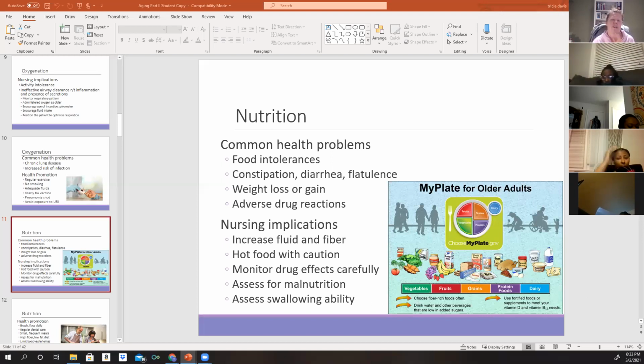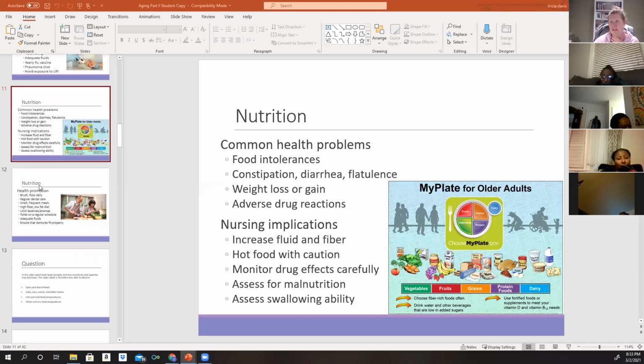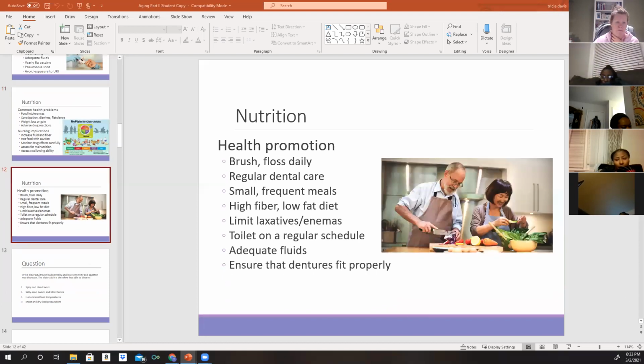They also lose their sense of taste and smell. They don't lose it completely, it's decreased. The sweet and the salty tastes are the ones that diminish first. And then sensitivities to odors may also be reduced. So all of these things put a patient at risk for nutritional imbalances. So we just really want to watch for them.